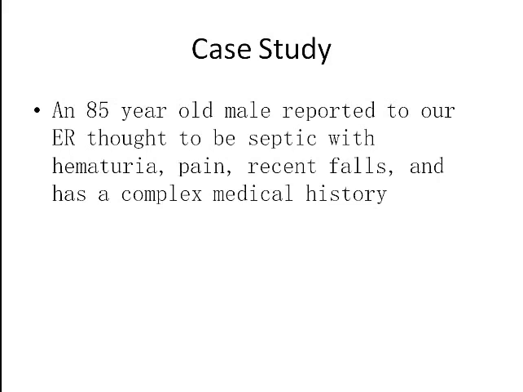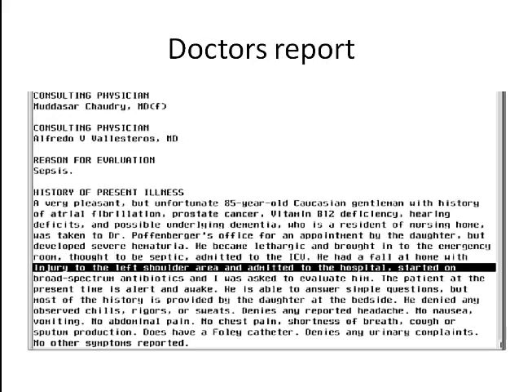This is an 84-year-old man who reported to our ER, thought to be septic. He had blood in his urine, pain, recent falls, and a complex medical history. When we were looking at this, he had an injury in his left shoulder and moved to the hospital. They went ahead and just put him on broad-spectrum antibiotics. And that's dangerous. In the U.S., we have a problem with MRSA. You have patients that are basically resistant to many antibiotics, and if you keep treating with all kinds of antibiotics, you can make things worse.